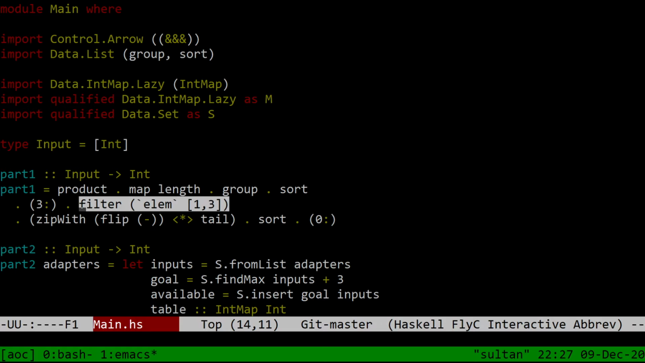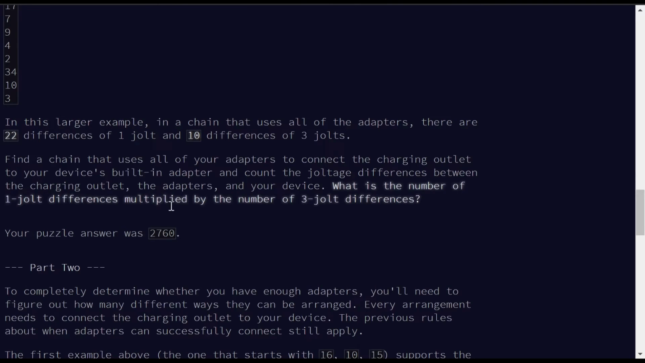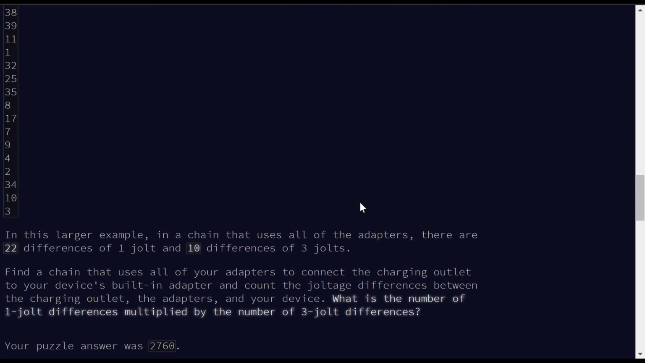Then we throw out everything that isn't 1 or 3. There should only be 2s, maybe none, I don't know. And we add 1, 3. This is the final jump from the last adapter to the device. And then we sort this again so that we can group them into partitions equal to 1 and equal to 3. And then we actually just throw away the 1s and 3s themselves and keep only the lengths. And multiply that all together, and you get a product. And this works. We got an answer of 2,760.